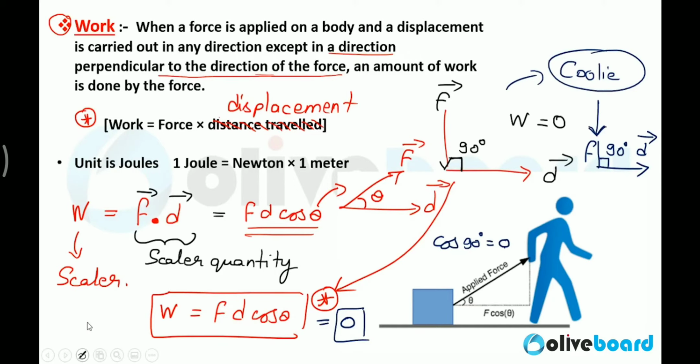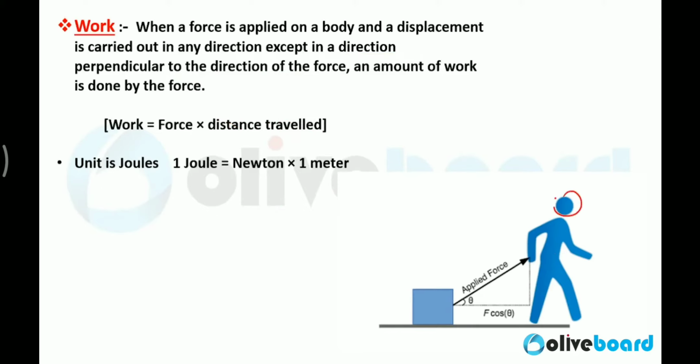Now here you can see this person is pulling this box. This box has some mass. This is the direction of applied force, this is the string, and the box is moving or sliding over the surface in this direction.